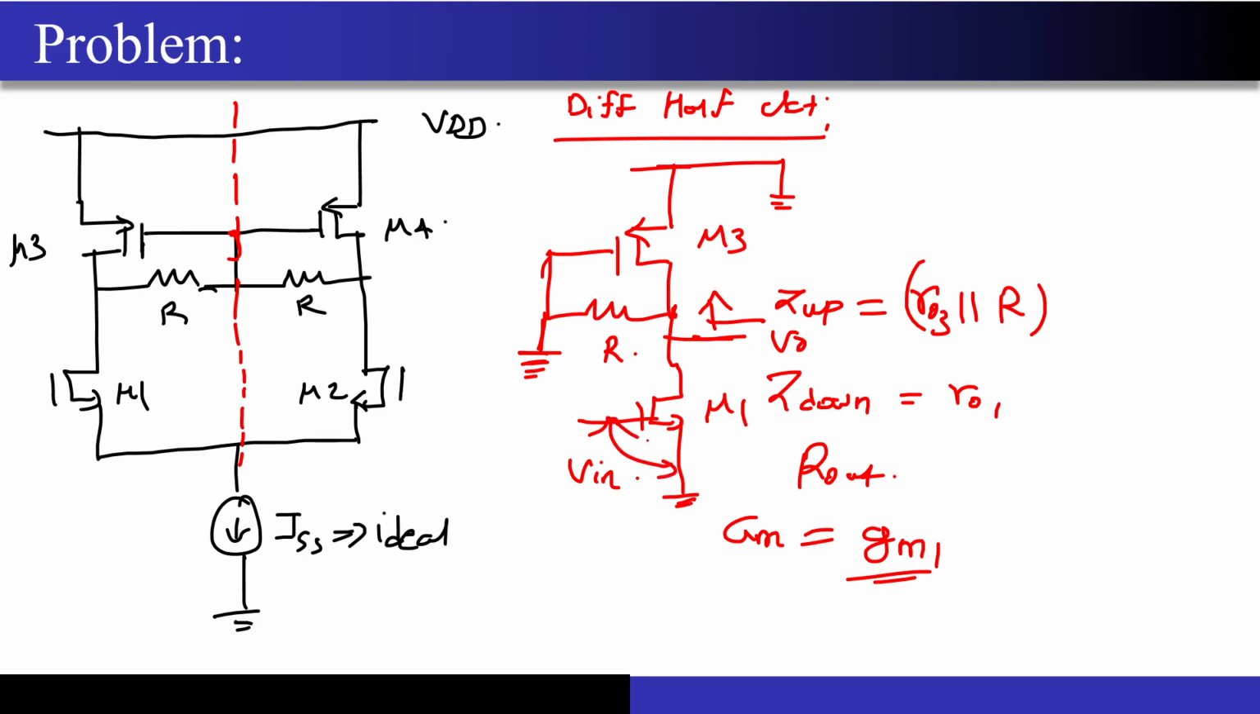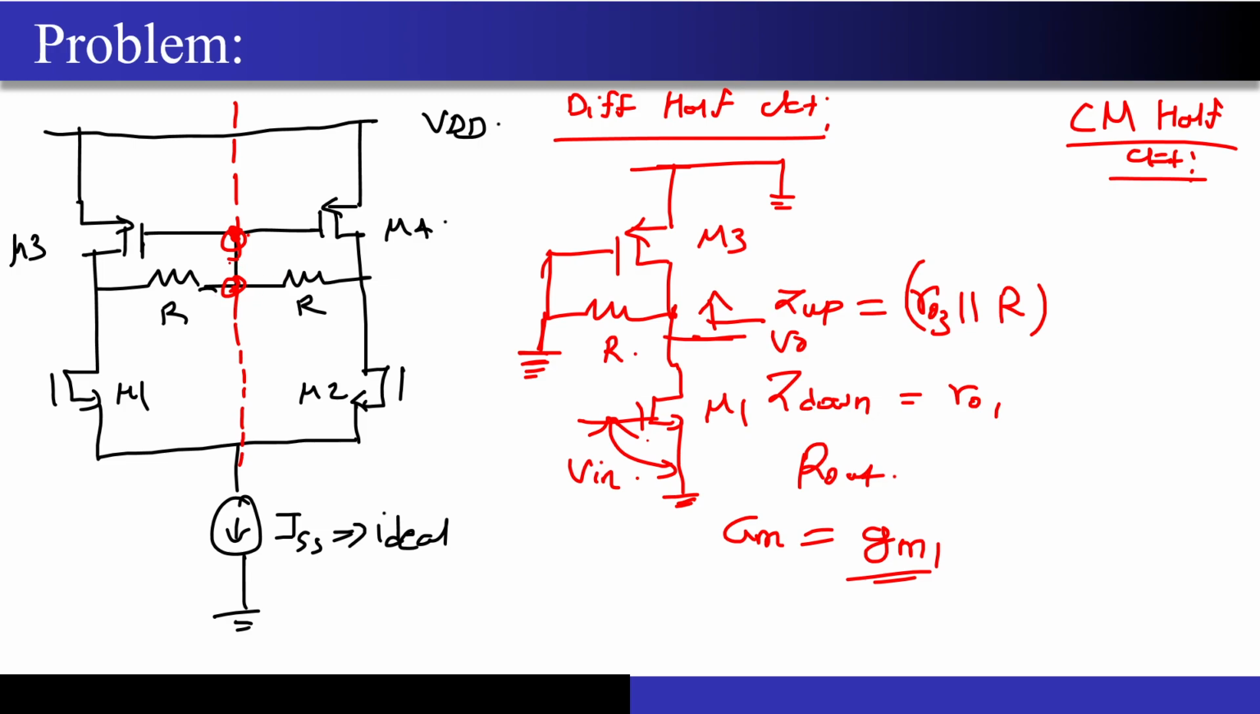Now the next thing is, since I have solved half of the problem, it is your job to solve the common mode half circuit, correct? Now see what is going to happen. This particular end will be left open circuited.